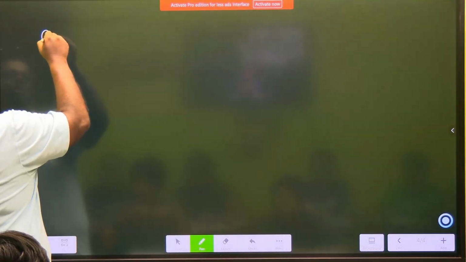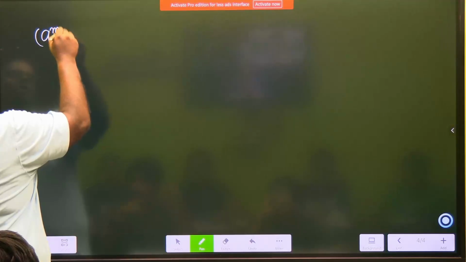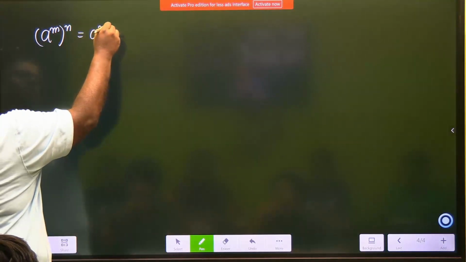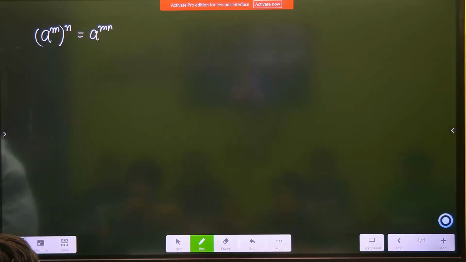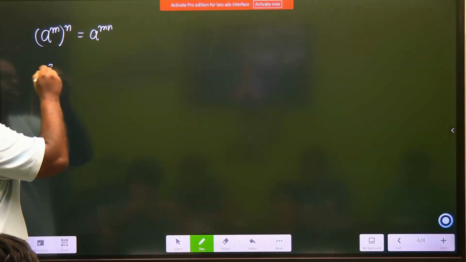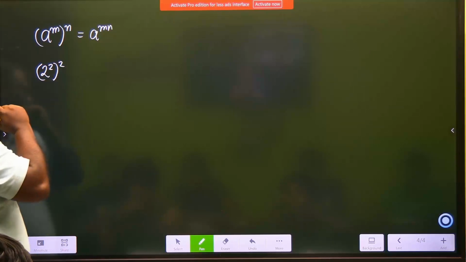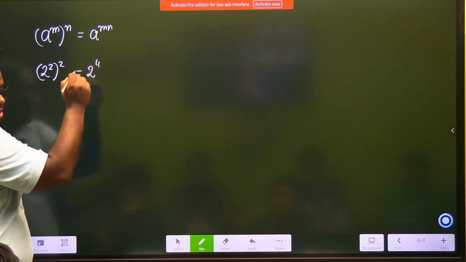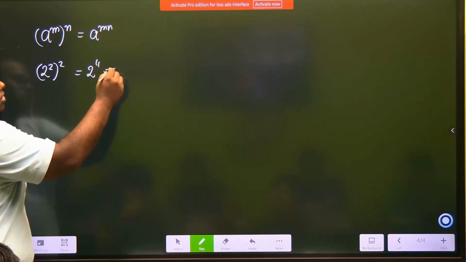If you have a to the power m and you have another n out here, it can be written as a to the power mn. You are aware of this? If you want to prove also, you can prove, say 2 square to the power square, right? Let's go by this formula. Then it means 2 to the power 4, right? 2 to the power 4 means 16.